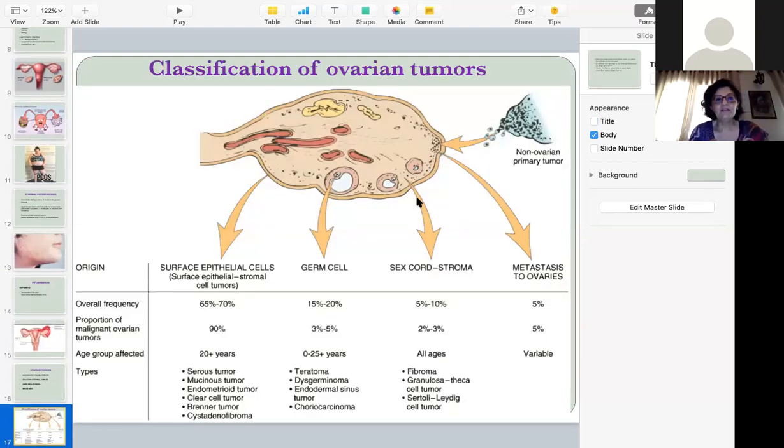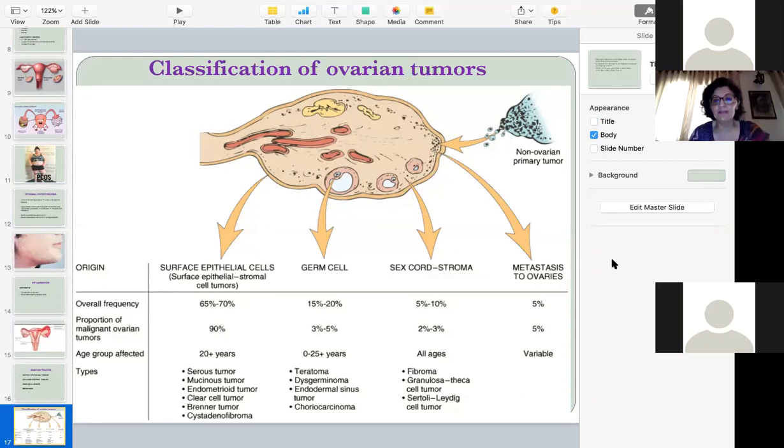If you look at the classification of ovarian tumors, again, these are the 4 types: surface epithelial tumors, germ cell tumors, sex cord stromal tumors, and metastases. If you look at the overall frequency, surface epithelial tumors account for about 65 to 70% of all ovarian tumors. Germ cell, 15 to 20%, sex cord, 5 to 10%, and metastases, the least, 5%. So the most common ovarian tumors are the surface epithelial tumors.